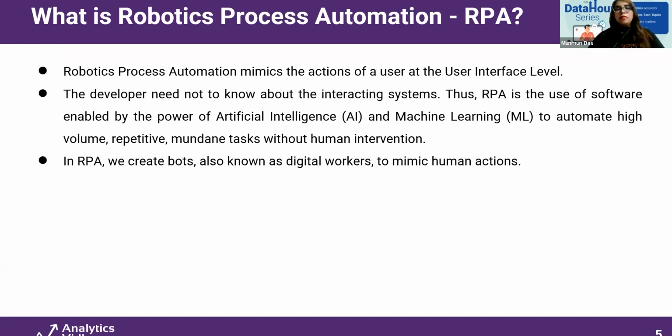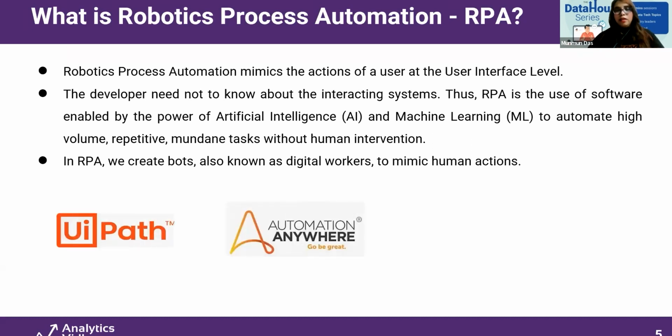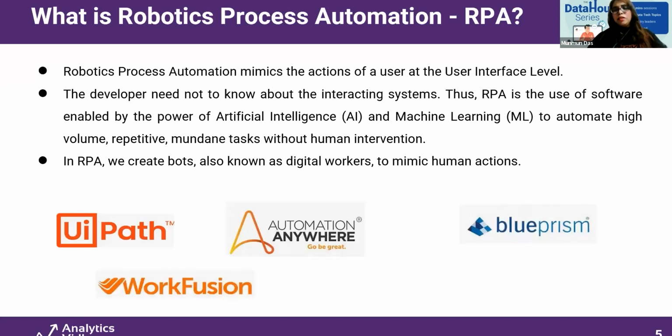Now, some of the market players in RPA these days are UiPath, Automation Anywhere, Blue Prism, WorkFusion, and some other tools like Pega and Kofax, and another one like Avian, I don't remember the name now. So some other market players are there.